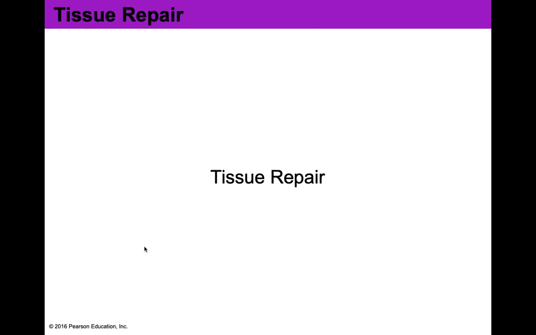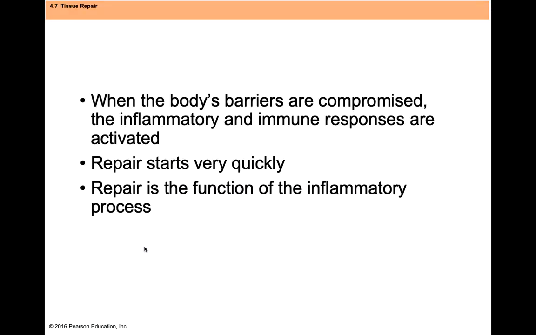Okay, lastly, we're going to discuss tissue repair. So when the body's barriers are compromised, the inflammatory and immune responses are activated. Our body is made up of cells, and these cells work together to form our tissues. And we've just talked about all the different types of tissues that are in our body. Now, these tissues form our organs, and our organs form our organ systems that all connect and work together and communicate in order to maintain homeostasis in our organism, right?